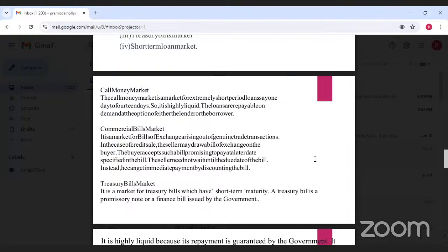How much time period does it have? The repayment period is 14 days. 14 days. You understood the meaning?